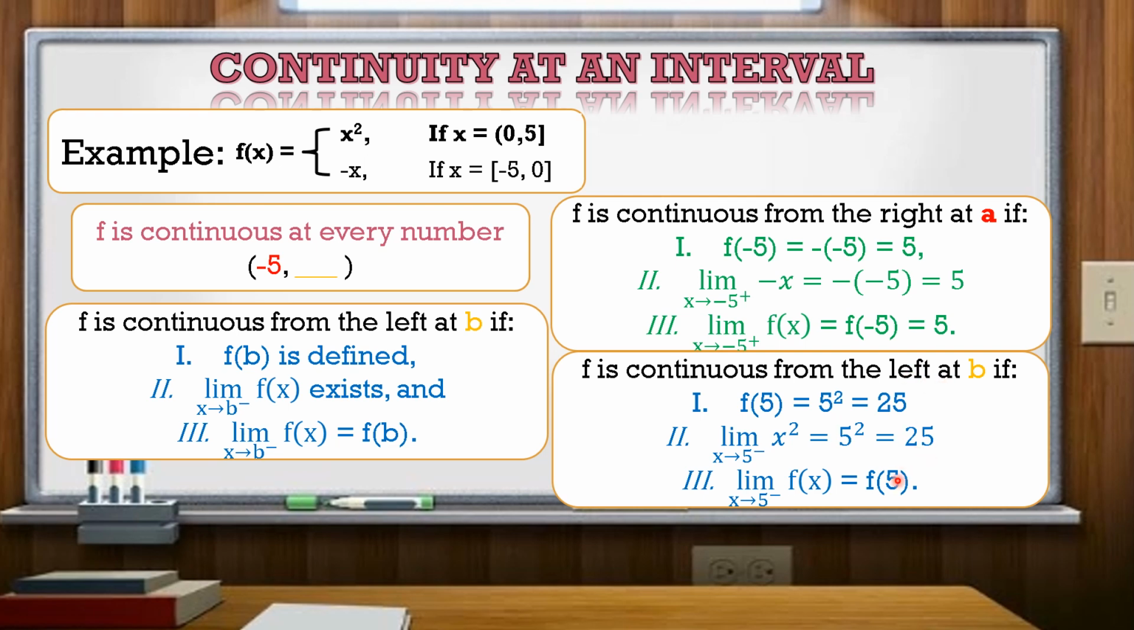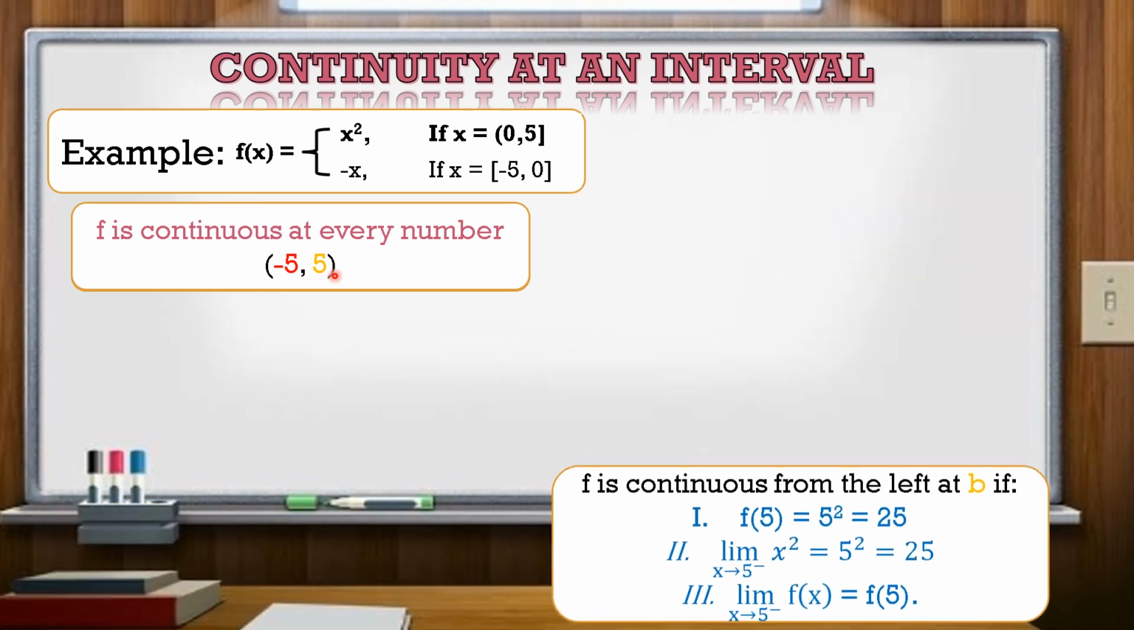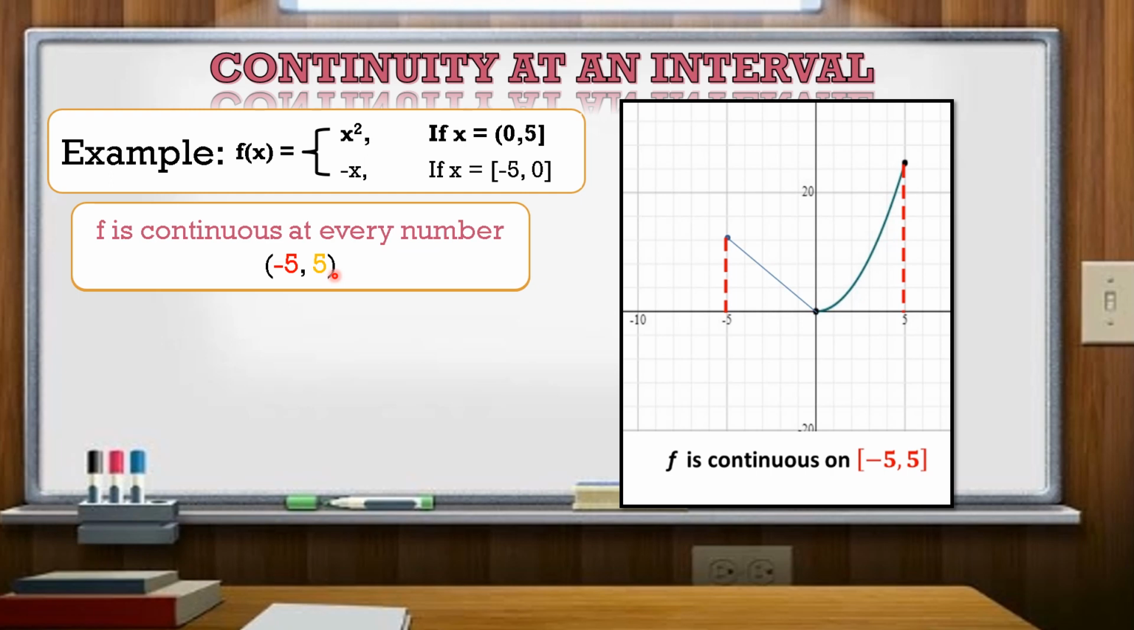I-compare natin yung 1 and 3, pareho ba? Yes, pareho. Then your f of x is continuous from the left at B. Thus, f is continuous at every number negative 5 and 5. And this is the graph of your piecewise function. So dito, makikita natin that our function is continuous on negative 5 and 5. So tuloy-tuloy yung graph natin.